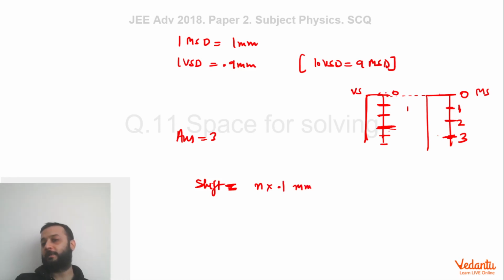Like right now the 0th reading is coinciding. If the vernier scale had gone down 0.1 mm, the first reading would coincide; if it had gone down 0.2 mm, the second reading would coincide; if it has gone down 0.3 mm, the third reading will coincide; if it had gone down 0.4 mm, the fourth reading would coincide. So if the nth reading is coinciding, then n into 0.1 mm equals the shift. Shift is 0.3, which equals n into 0.1. So n is 3. So we can say that the third reading is going to coincide.